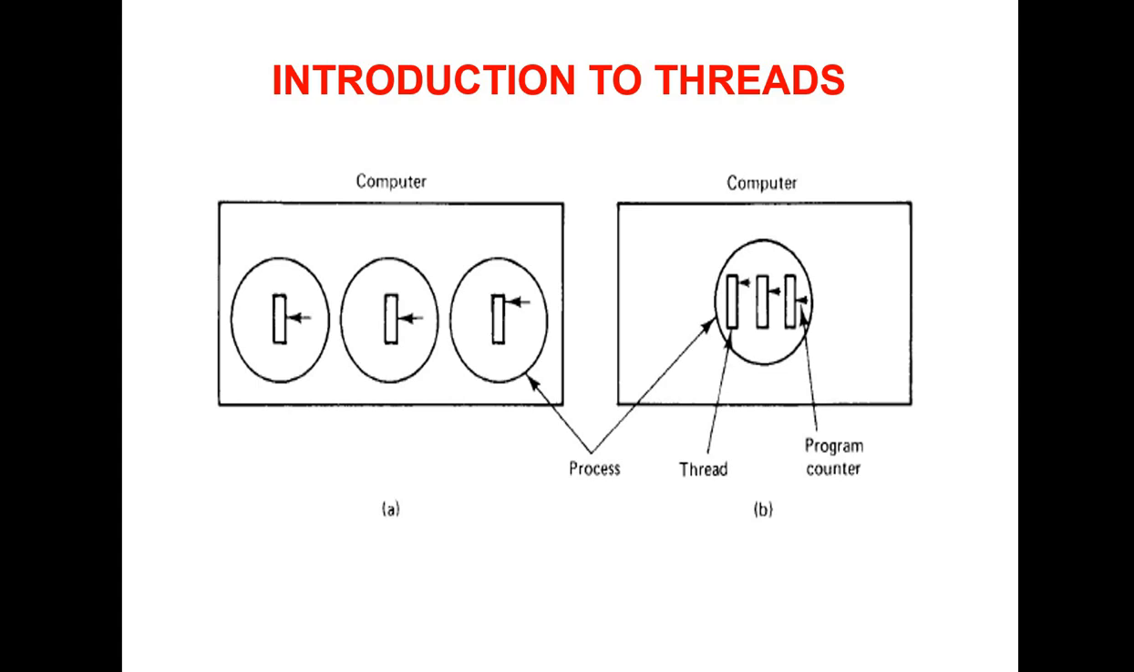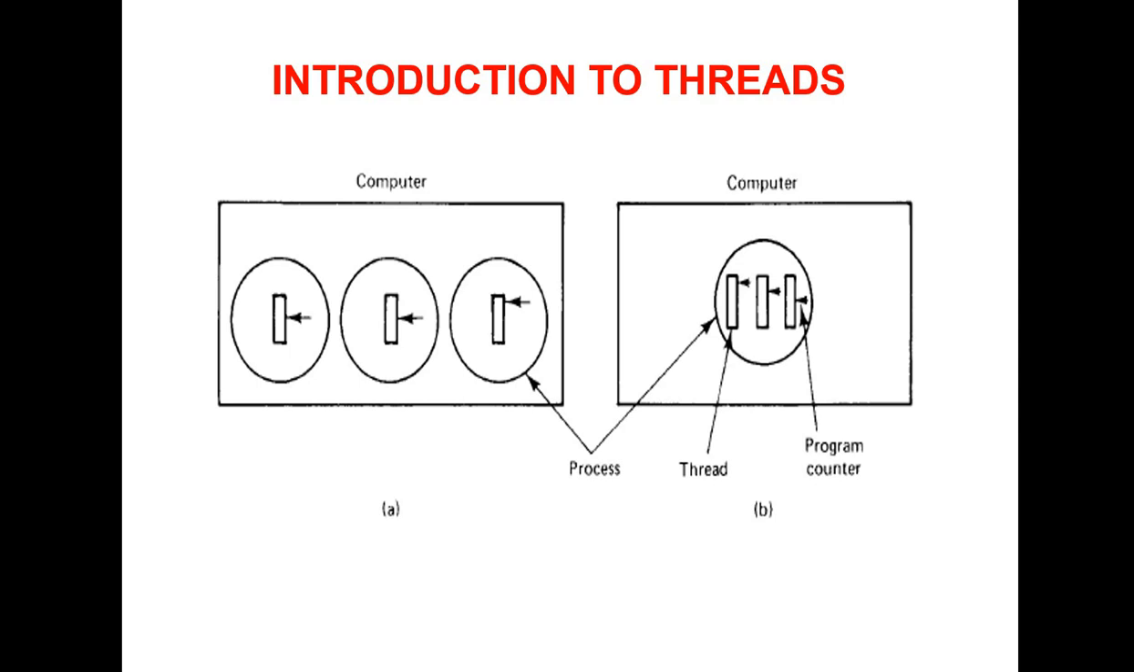Now look at the figure B. In this figure B, we see a machine with one process. This process contains multiple threads of a control. So this is called as what? Threads. And threads are also called as lightweight process. It is the smallest unit of the processing. Each thread runs sequentially and has its own program counter and stack to keep track of where it is.